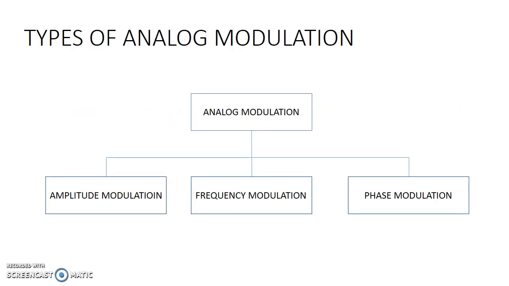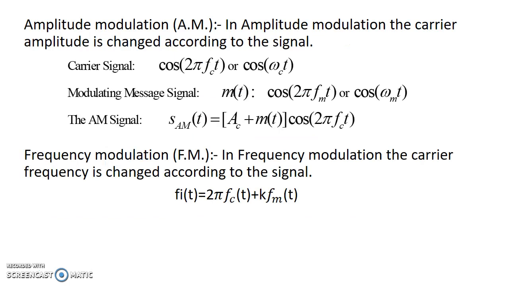Now the types of analog modulation. There are three types of analog modulation. The first one is amplitude modulation, the second one is frequency modulation, and the third one is phase modulation. Frequency modulation and phase modulation are also called angle modulation.